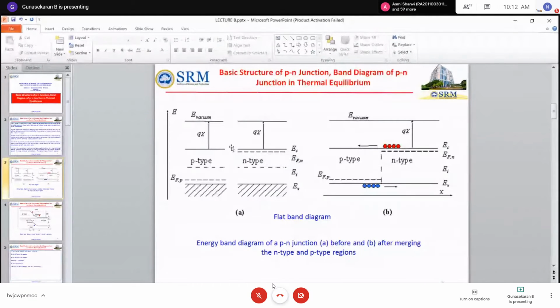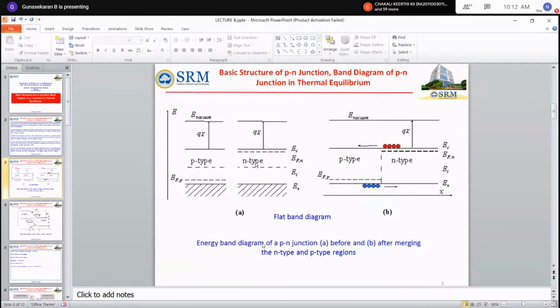Yes, sir, it's visible. Okay, before merging, where is the Fermi energy of N type? Very close to the conduction band. See here, that is E_FN. And similarly, here on the P side, this is E_FP, the Fermi energy of P type, which is very close to the valence band. Do you understand this? Say yes or no.